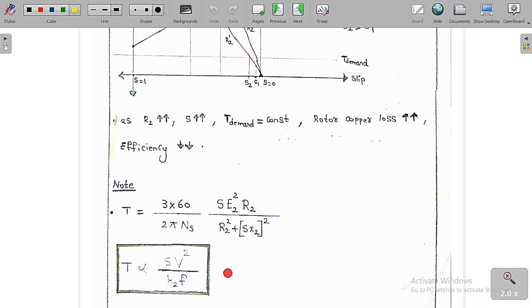It is a very important formula. It is used in almost every numerical. So torque is directly proportional to S into V square by R2F. This is the formula for the stable region of operation.